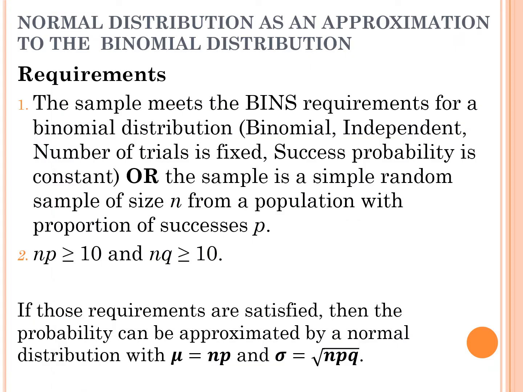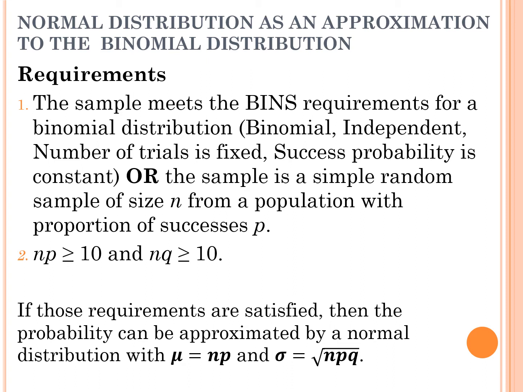So the first is that the sample meets the BINS requirement from the last chapter: binomial, independent, number of trials is fixed, and the success probability is constant. Okay? If that's not true, we also can have a simple random sample of a given sample size with a fixed probability of success.